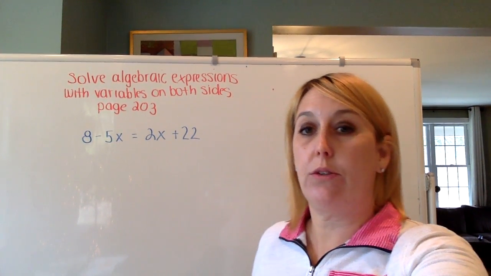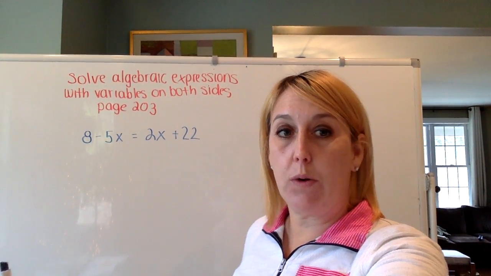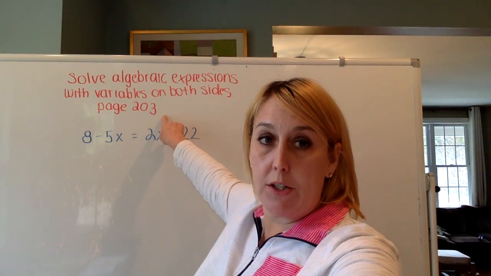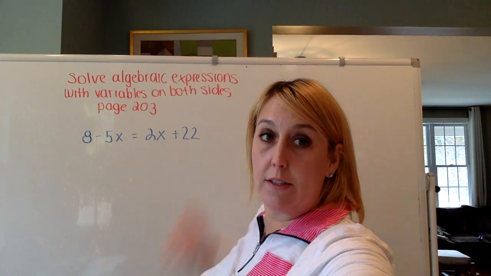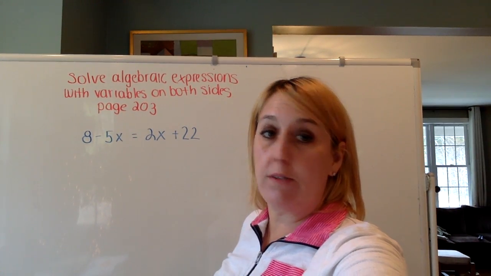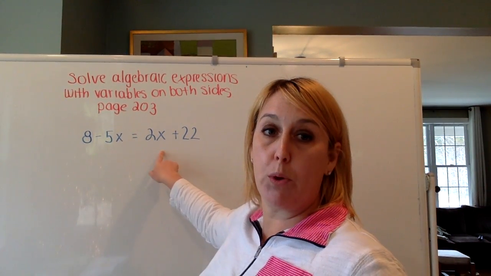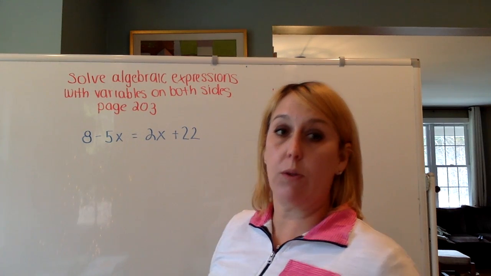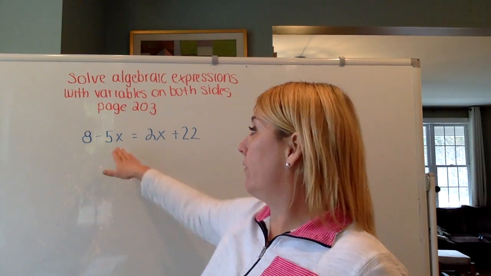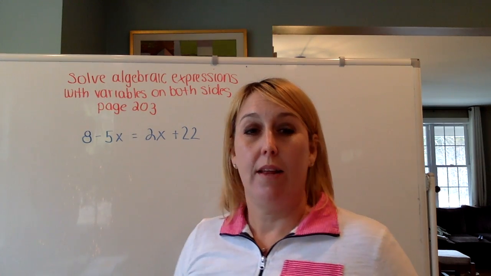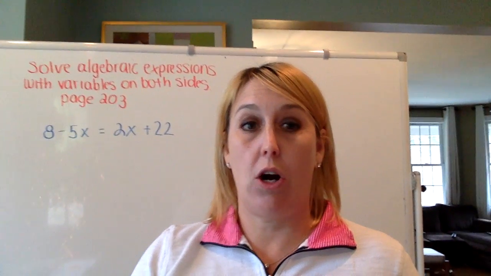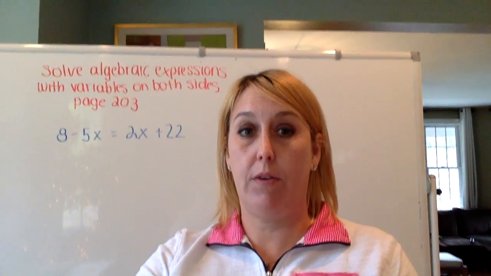So we are going to keep working on lesson 4.2. I'm on page 203 right now. And the skill that we're going to be focusing on is solving algebraic expressions with variables that are on both sides of the equal sign. So in the past, you've had your variables only on one side of the equal sign. So now you're going to be doing it when they're on both sides of the equal sign.